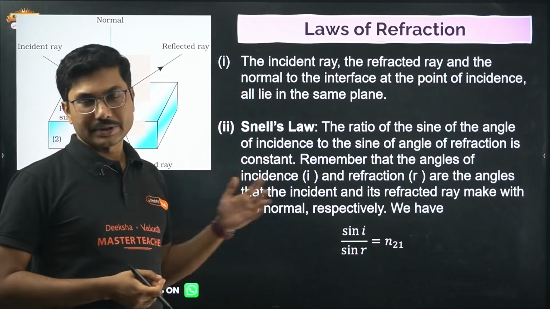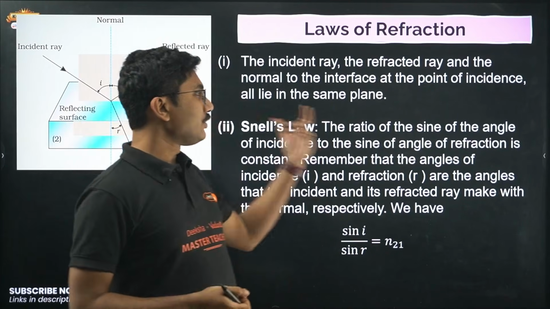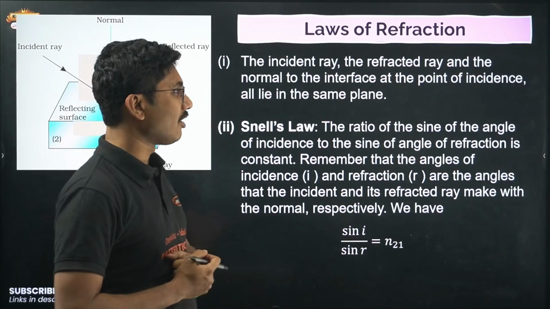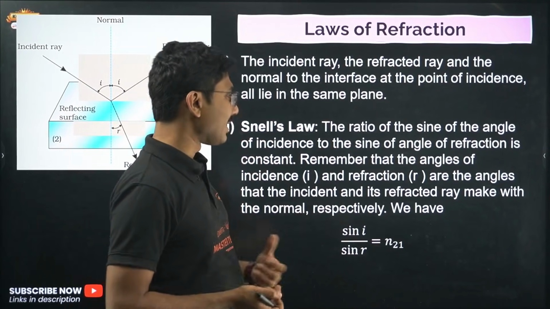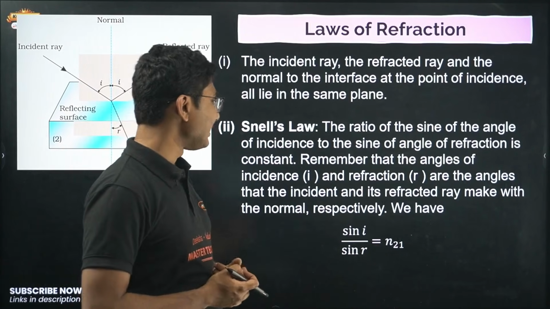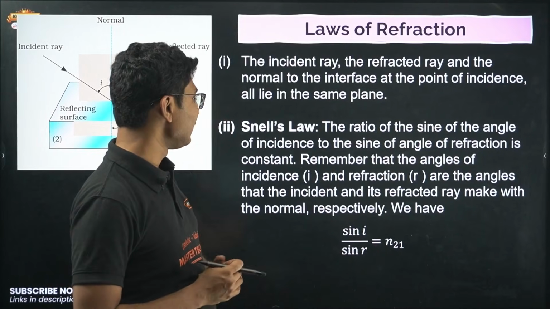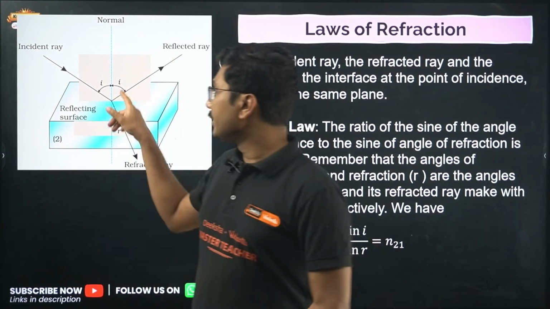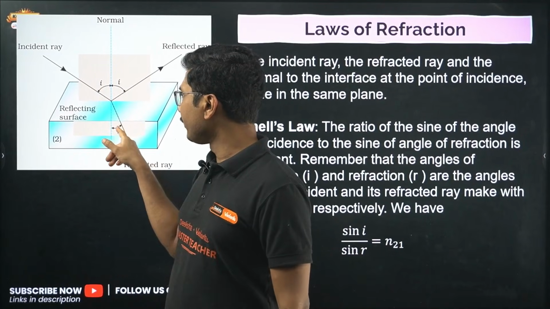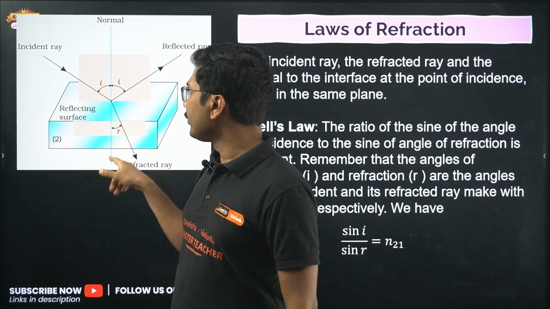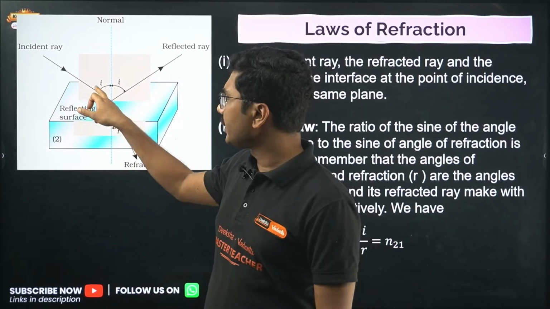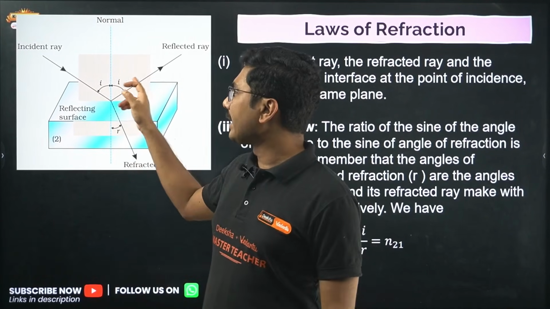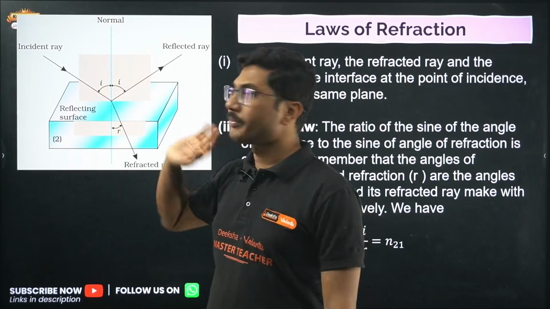So Snell is a person who discovered this. The ratio of sine of the angle of incidence to the sine of the angle of refraction is constant. Remember that the angles of incidence and refraction are the angles that the incident and refracted rays make with the normal. So this is the angle of incidence, this is the angle of refraction. Both angles are always measured from the normal, not from the surface. Not in reflection, not in refraction, angles are always measured from the normal, not from the surface itself.